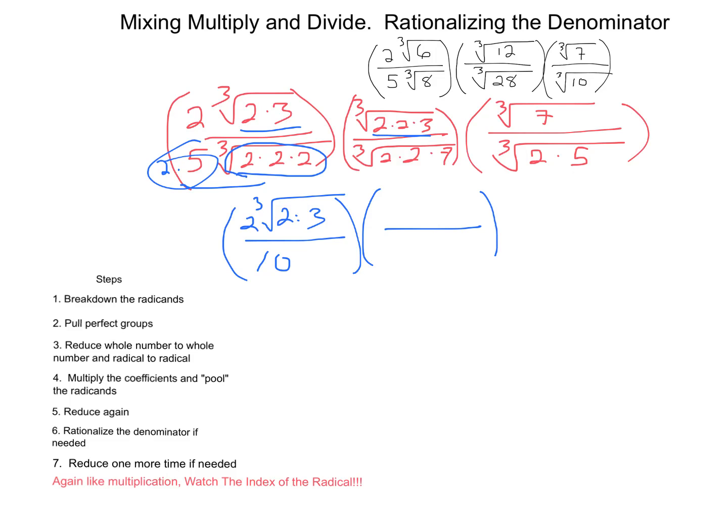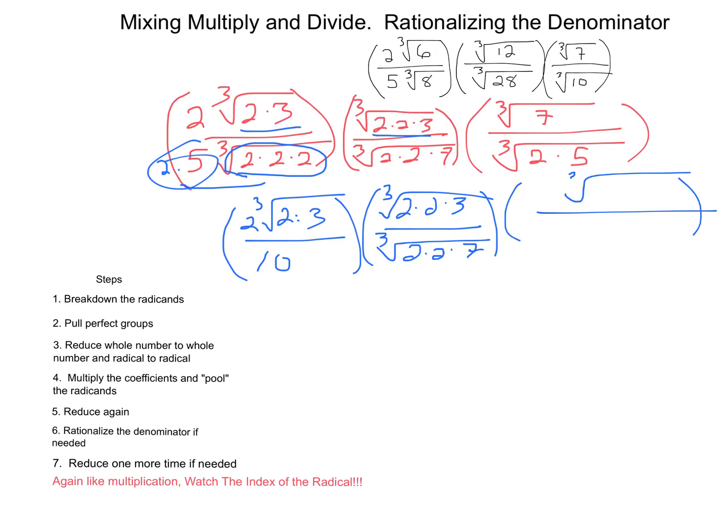Okay, here I've got nothing. So again, working on that top piece, again, I don't have anything nice, so cube root 2 times 2 times 3. And on the bottom, again, nothing there, so cube root 2 times 2 times 7. 7. There we go, finally made the 7. And then from here, cube root of 7's got nothing. Cube root 2 times 5.